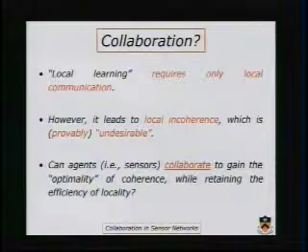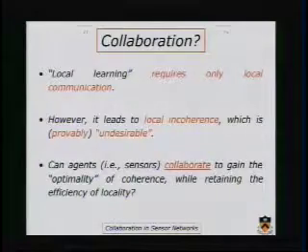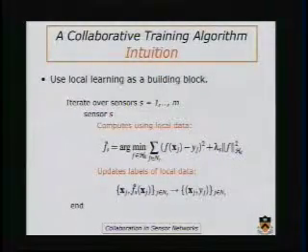So the question we might ask is whether the sensors can collaborate in some way. Rather than just reading each other's data, maybe they can exchange information locally in a way that allows them to get the optimality of coherence while retaining the efficiency of locality. And the answer, of course, is yes, otherwise I wouldn't have brought up the question. And maybe I'll just very briefly, how much time do I have, by the way? 5 minutes. Okay, let me just briefly go through this.